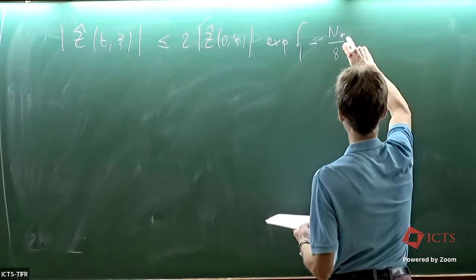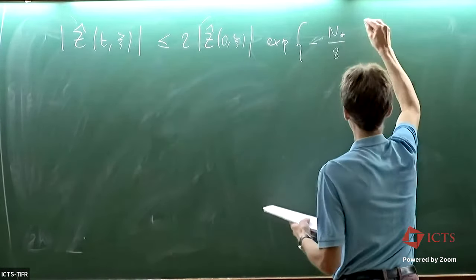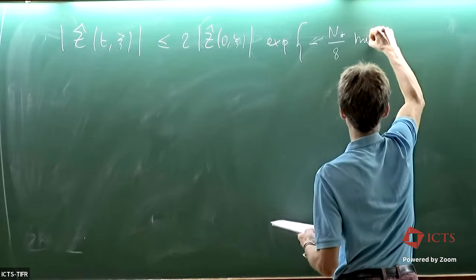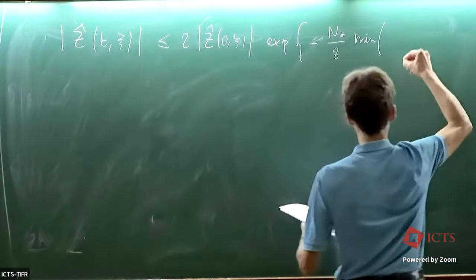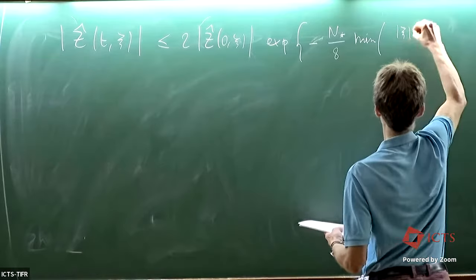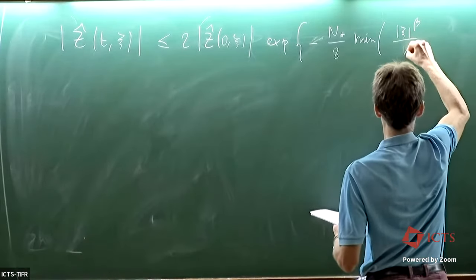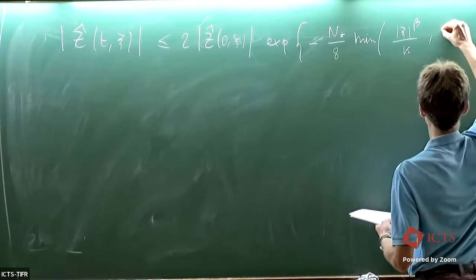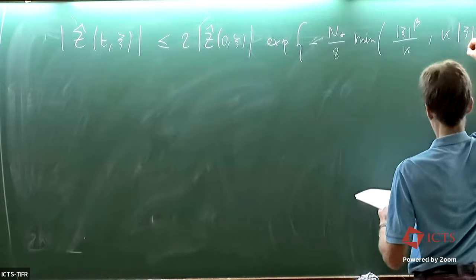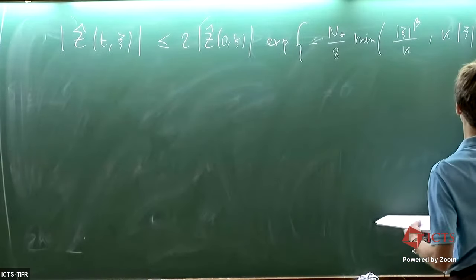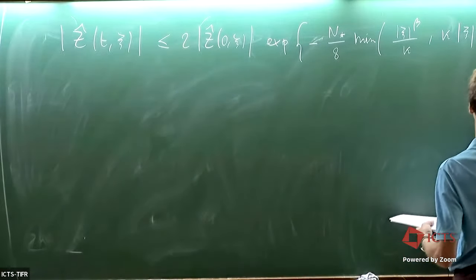And what is important is that you have the n star. And what is really interesting is that the minimum that you get is psi to the beta divided by kappa, and kappa psi to the 2 alpha minus beta and t.